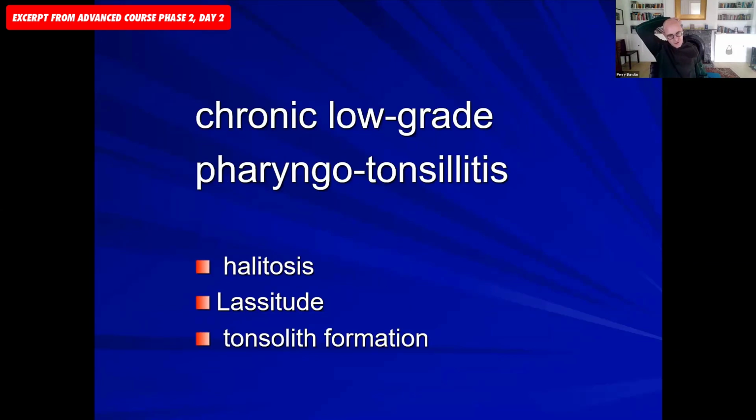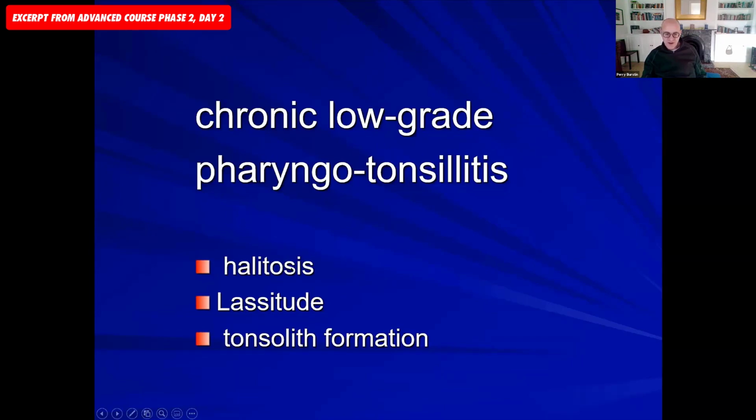The other thing I draw your attention to is that you don't necessarily have to be talking about acute septic episodes of tonsillitis, but you also need to consider that sometimes, especially in the older teenagers and young adults, they can get what I call the chronic low-grade pharyngotonsillitis.